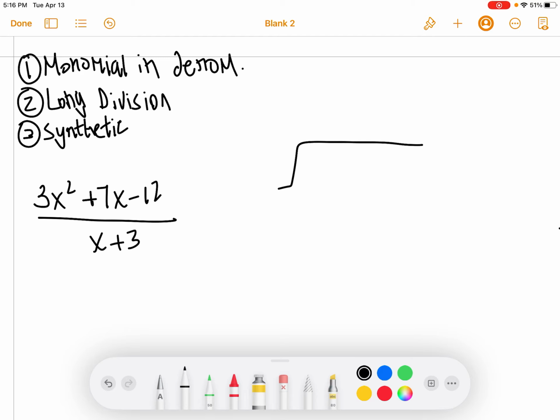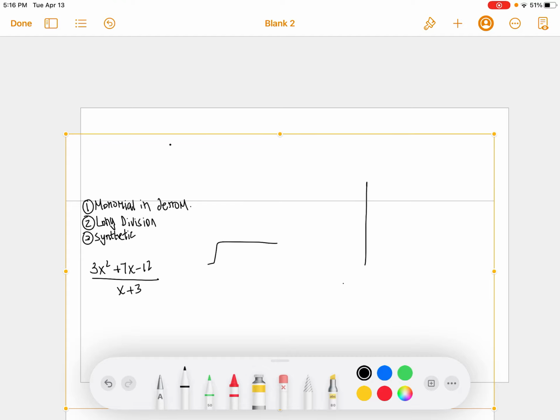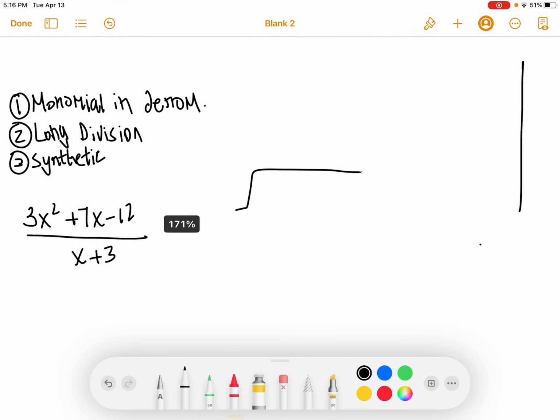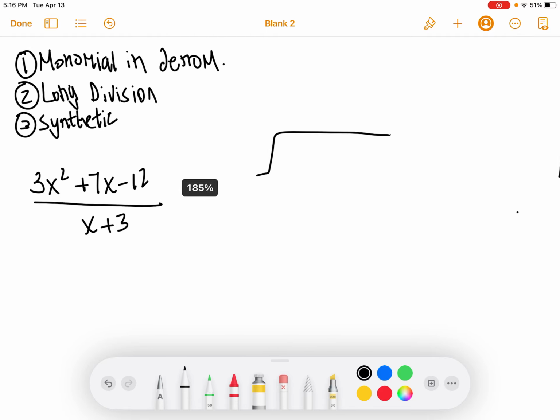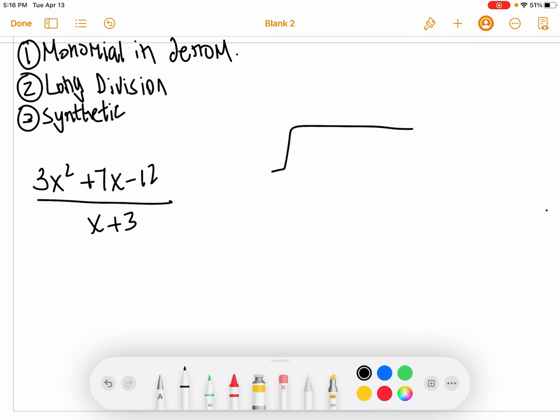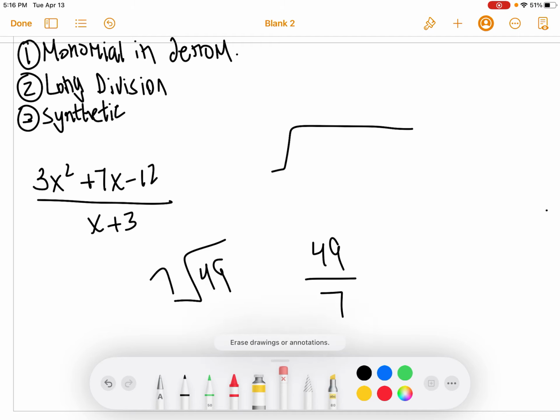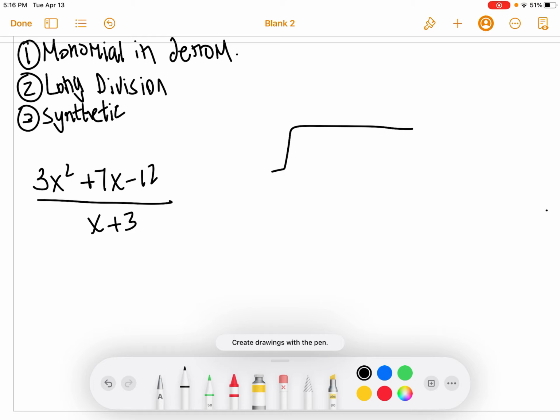In elementary school, you wouldn't have 49 divided by 7 written like that. You would have 49 divided by 7 with the division symbol. But anyways, you put the denominator over here, and you put the numerator in the symbol. So that's what we have now.